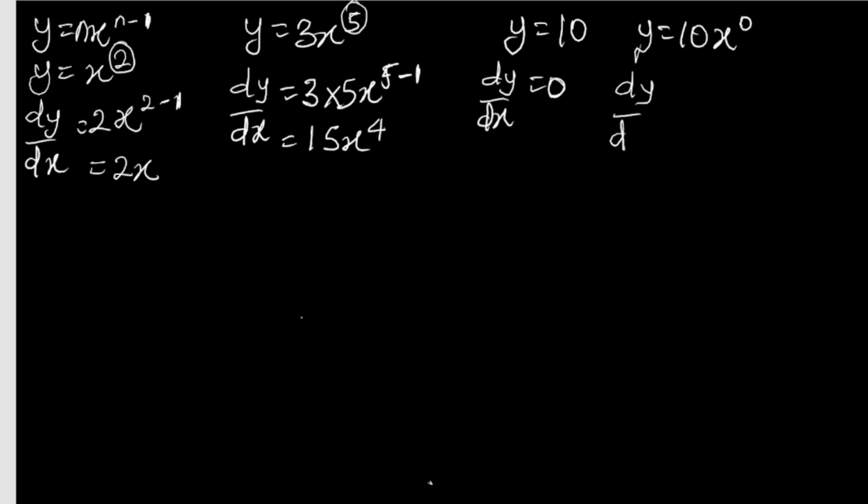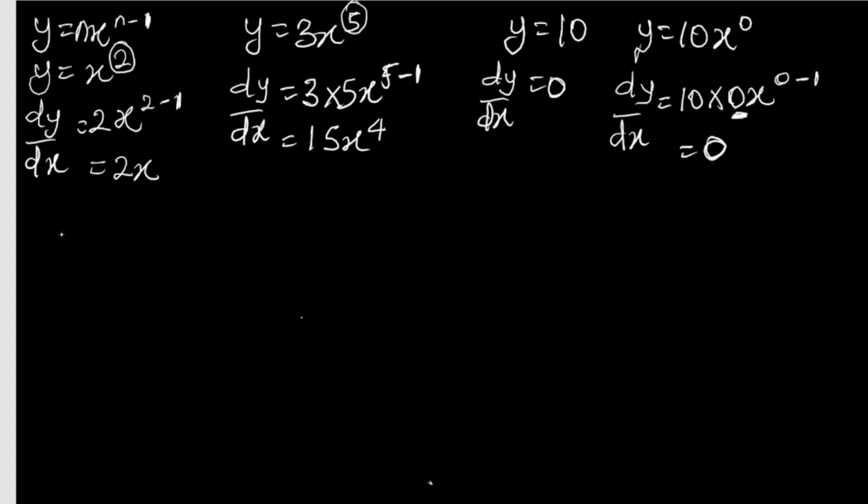Alright, so we have dy over dx to be what? The 10. Then the 0 you're seeing up there is our n. So you have to bring it down. That is 0, then x raised to the power 0 minus 1. Looking at this, anything multiplied by 0 automatically gives us 0. Okay, so that's why we have it as 0.